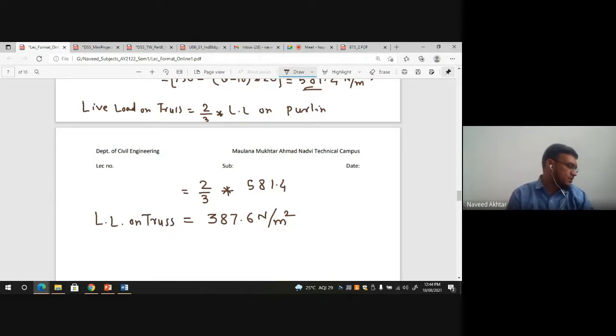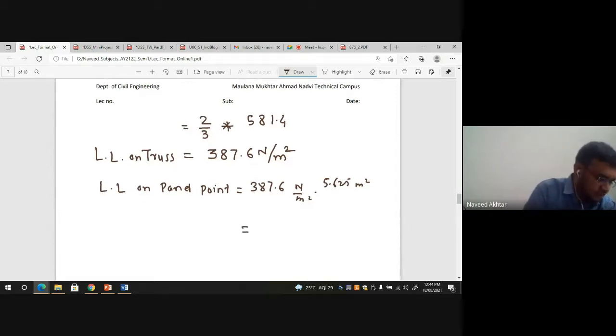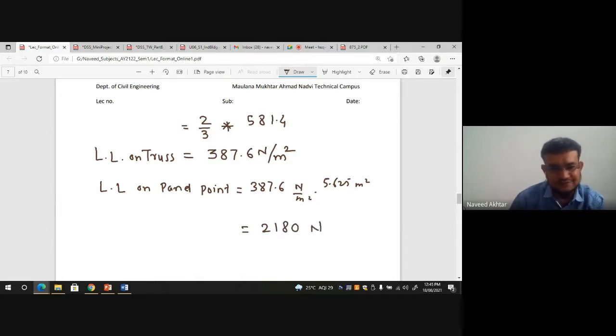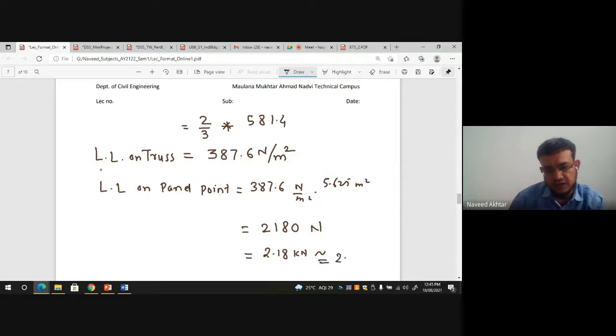So we will stop here and then find out the live load on the nodal point. Because it is coming on the sloping area, it will be 387.6 Newton per meter square into area 5.625 meter square. The meter square will cancel and the value will be in Newton. 387.6 into 5.625 is about 2180 Newton at the joint. In kilonewton, it will be 2.18 kilonewton, or simply 2.2 kilonewton. And this is also the gravity load.